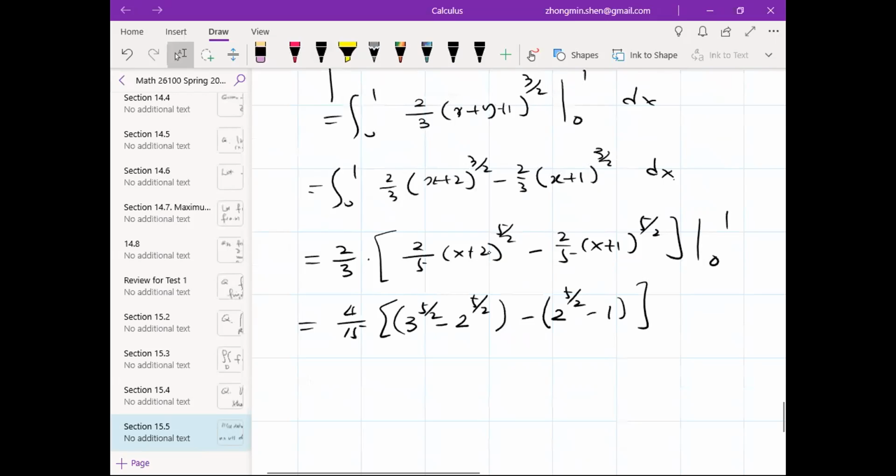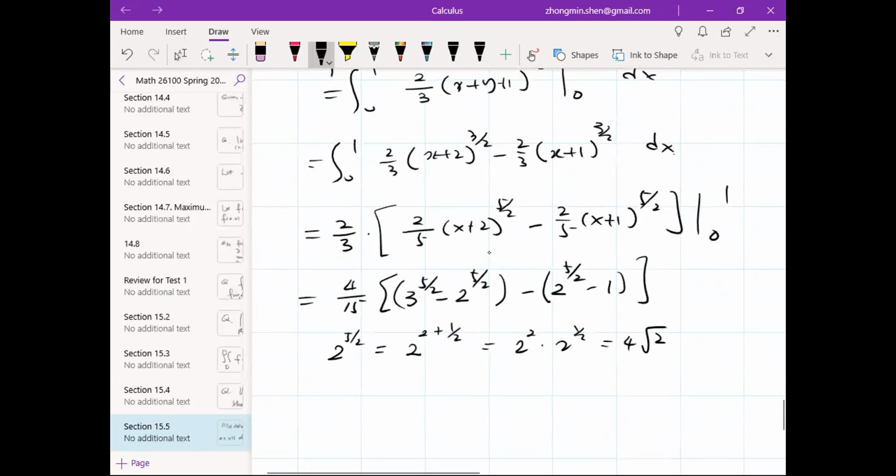In some books, they want you to express a number as simply as possible, like 2 to the 5th. How do you express it? 2 to the 5th is 2 squared times 2 to the 1/2, right? So it's going to be 2 squared, 2 to the 1/2. You're supposed to express it in that form. Okay? And similarly, 3 to the 5 over 2 is going to be 3 squared times root 3, which is 9 root 3.